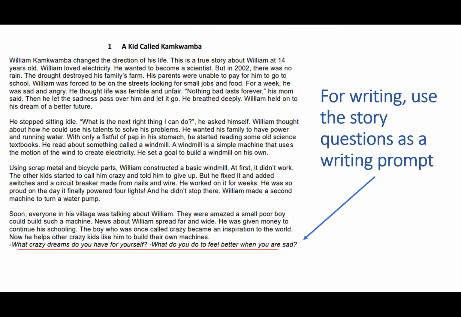So make your life easy for writing. Use the story questions at the bottom as a prompt. They're a perfect prompt, right? What crazy dreams do you have for yourself? What do you do to feel better when you are sad? Great writing prompt, right? After you read this story.